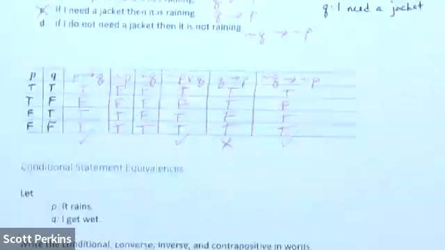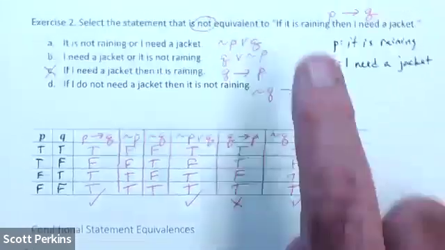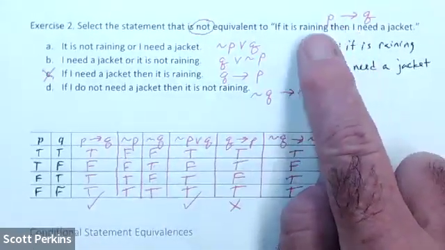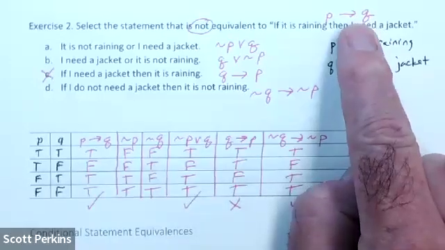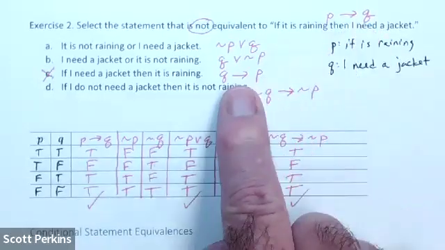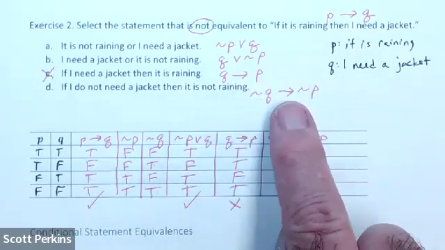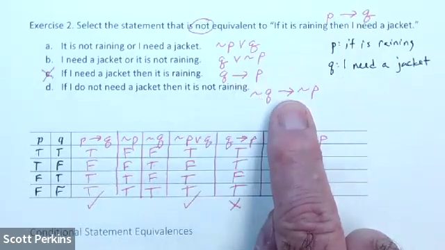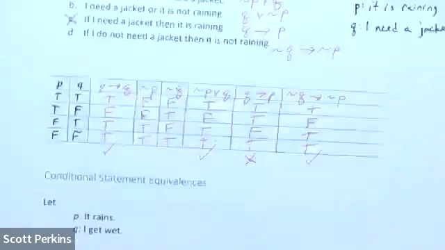All right, well, here's something we noticed in this problem. I started with this conditional statement right here. If it is raining, then I need a jacket. And I saw two things related to the conditional statement. I saw that if I just flip the statements backwards, if I need a jacket, then it's raining, that doesn't mean the same thing. I also saw that if I flip the statements backwards and also negate them both, if I do not need a jacket, then it's not raining, I did get the same thing. Now, is that supposed to happen? Well, that's a great question.